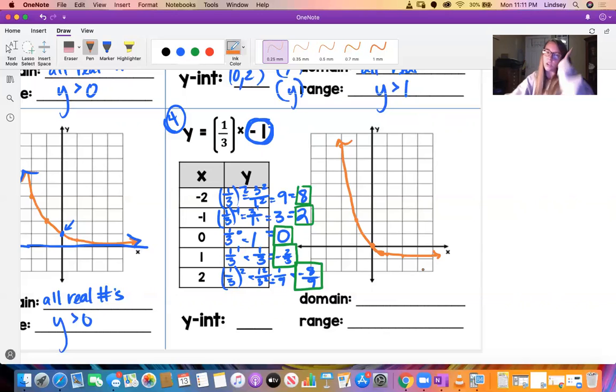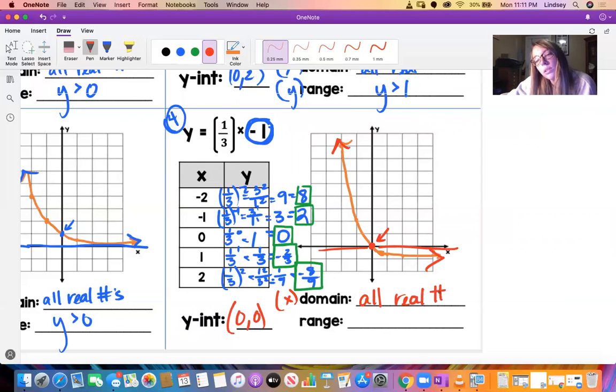All right, so the y-intercept crosses through the y-axis right there, which is at 0, 0. The domain of our x values, yep, you guessed it, it's going on and on forever through all of our positive x's. It's going on and on forever through our negative x's. So it's just going to be all real numbers.